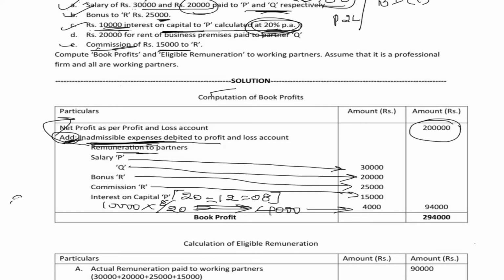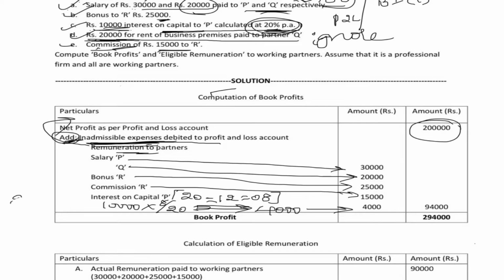Let's move to the next point, point D. Rupees 20,000 for rent of business premises paid to partner Q. Rent is an allowable expense to the firm, whether it is paid to partner Q or any other third party. So in this problem we will ignore rent, since it is already deducted.